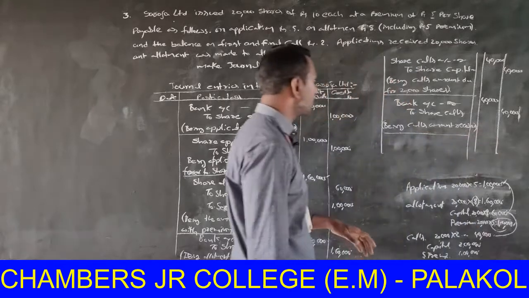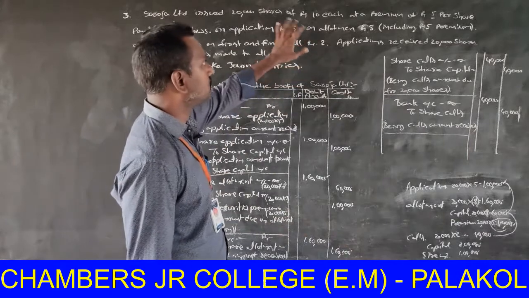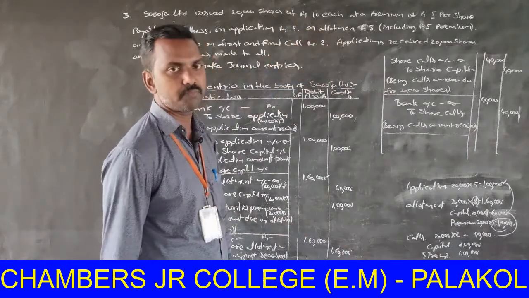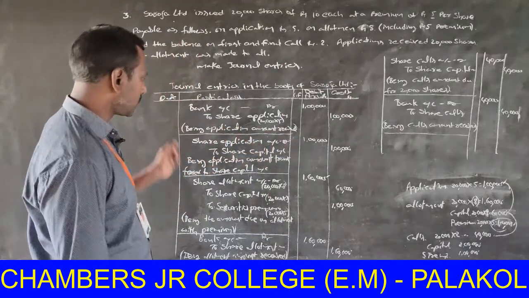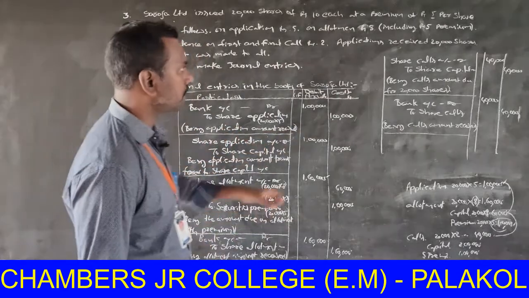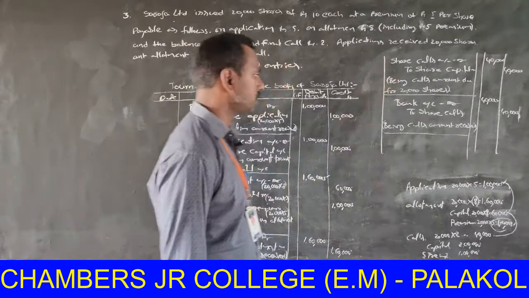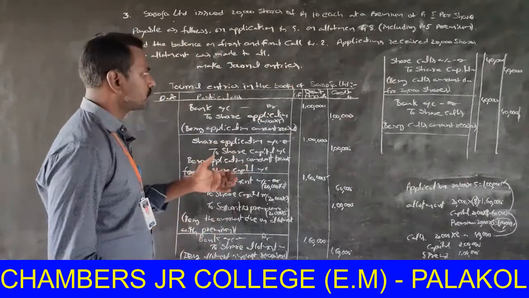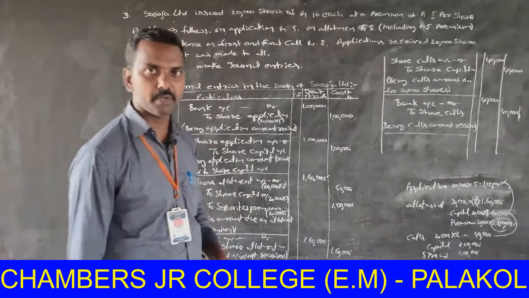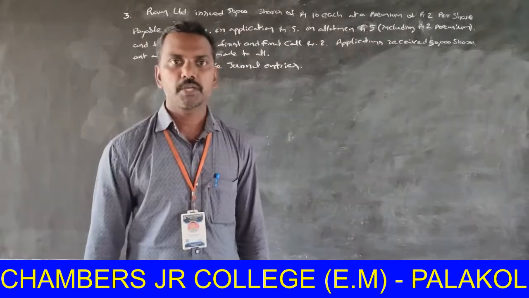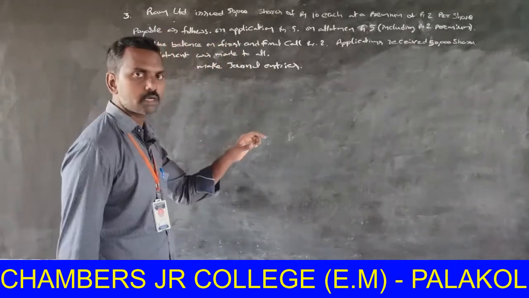This is the process of journal entries. And the shares are issued at premium. On application, 2 entries. On allotment with premium, 2 entries. And on calls, first and final call, 2 entries. This is the process of journal entries for issue of shares at premium. Okay, students, look at another problem in company accounts.